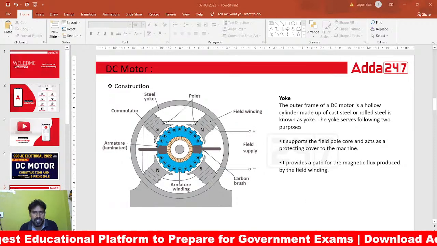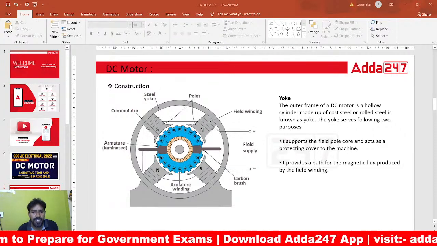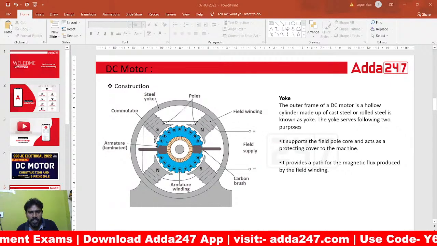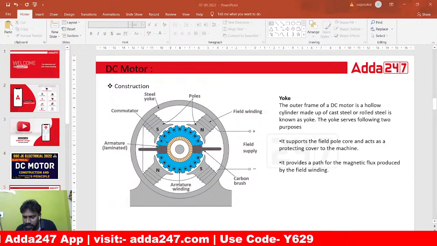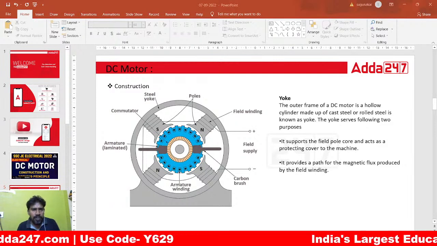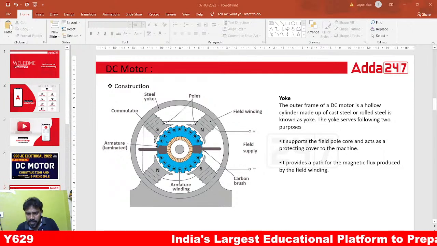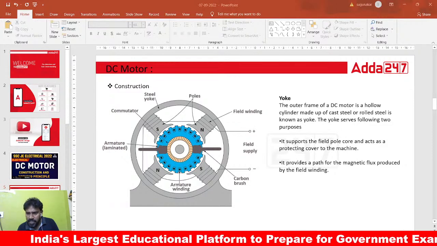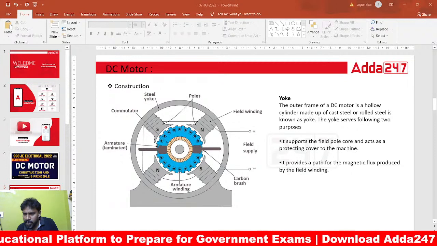Another one is the armature core. You can remember, sometimes they will ask the question... silicon steel, yes. We will focus on content. Definitely if you know the content, definitely it will be easy.